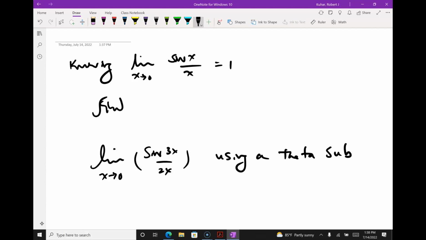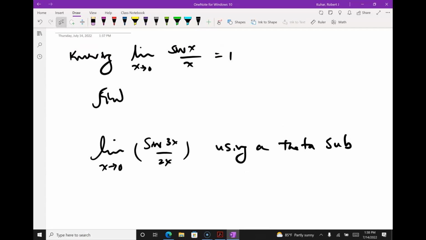Yes, you with me? Just say yes for me. You with me? Good. So what am I going to let theta be? What is theta? It's a variable representing a what? An angle. So where's my angle here? What's the angle I'm talking about here? 3x.